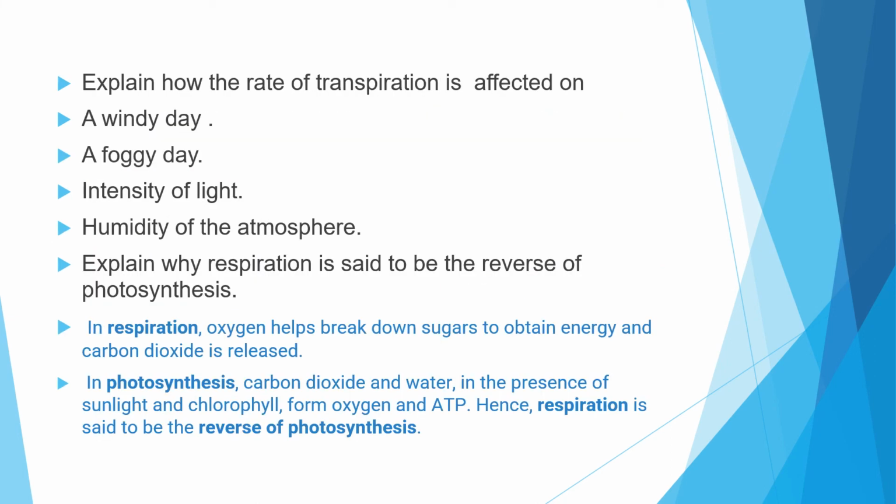Now here the question is, explain how the rate of transpiration is affected on a windy day, on a foggy day, depending on the intensity of light, and the humidity of the atmosphere. So these are all very common things. You know that on a windy day the rate of transpiration will increase. On a foggy day, as there is no sunlight or less sunlight, it will decrease. The more the light intensity, the more the transpiration. So it is directly proportional to the intensity of light.